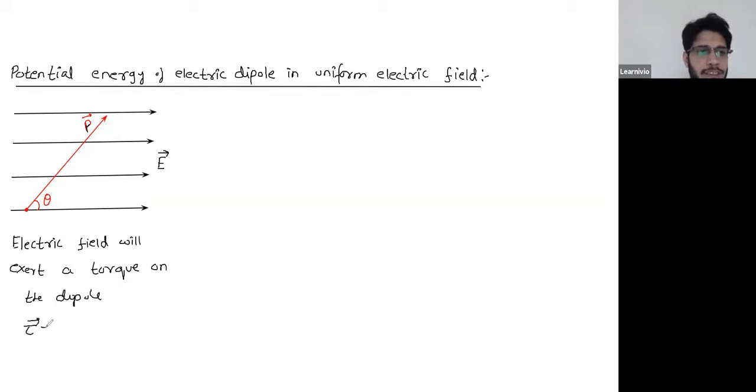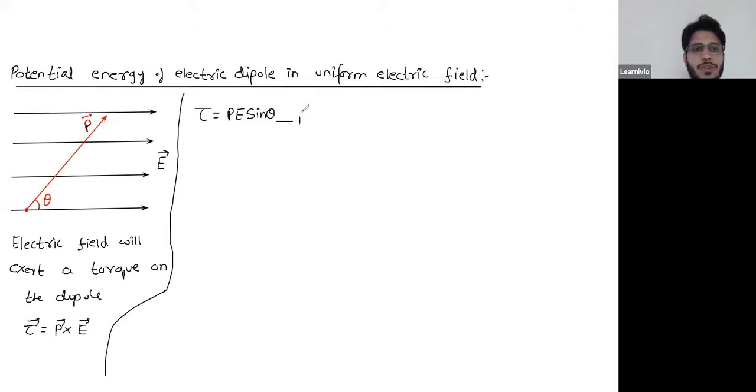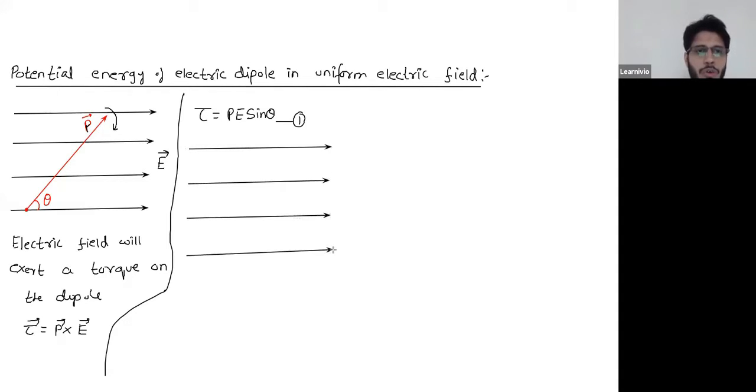That torque is given by this expression. Torque is the cross product of P and E. The angle between P and E is theta, so that is PE sine theta. That's the first equation. This torque will try to rotate the dipole in the clockwise direction. But I want to rotate this dipole in a direction opposite to that of P.